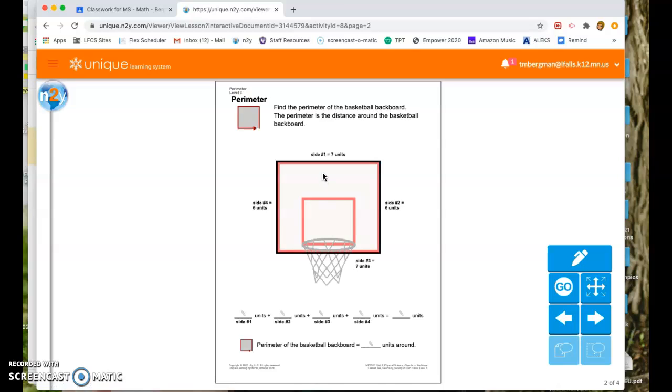Yours might look like this. Side 1, 2, 3, and 4, you're going to put them in. This one's just not color coded, so make sure you're checking. Side 1, side 2, side 3, side 4. You're going to add all of those up. Again, you can use your calculator. Just make sure you're typing in your numbers correctly. And then right here, your perimeter will be the distance around the whole thing.